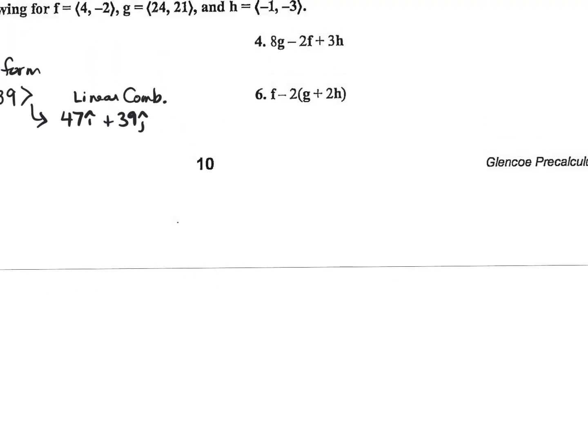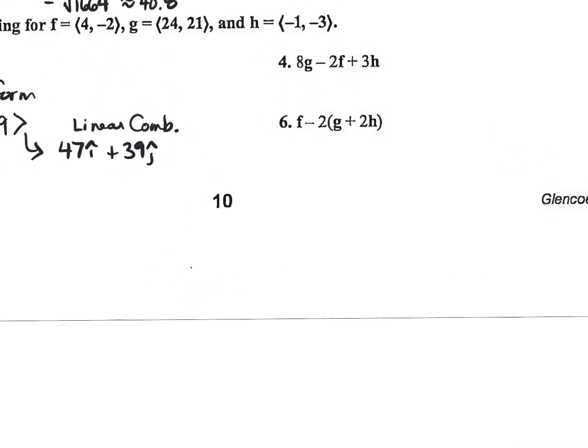Now, try number 6. Let's do one that's tough. F minus 2 times G plus 2H. See if you get it. Order of operations: what's in the parentheses first? Parentheses first, and then multiplication, and then addition and subtraction.